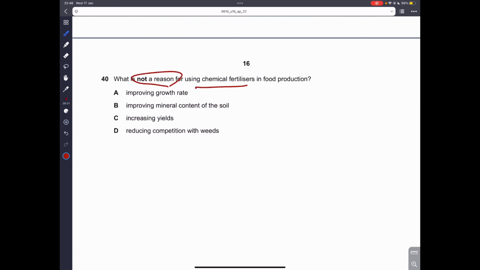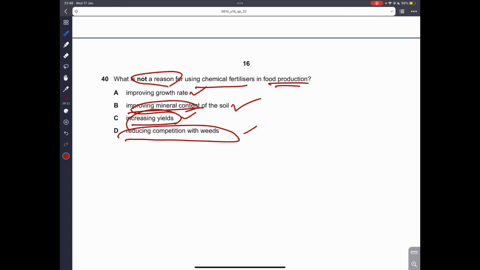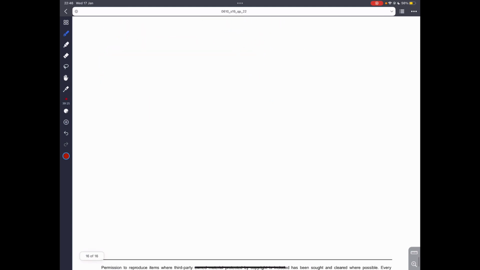Question 40. What is not a reason for using chemical fertilizers in fruit production? Well, this is asking for what is not a reason. We use fertilizers to improve growth rate. We use fertilizers for improving the mineral content of the soil. We use fertilizers to increase yields, but we do not use fertilizers to reduce competition with weeds, and this is something that fertilizers cannot do.